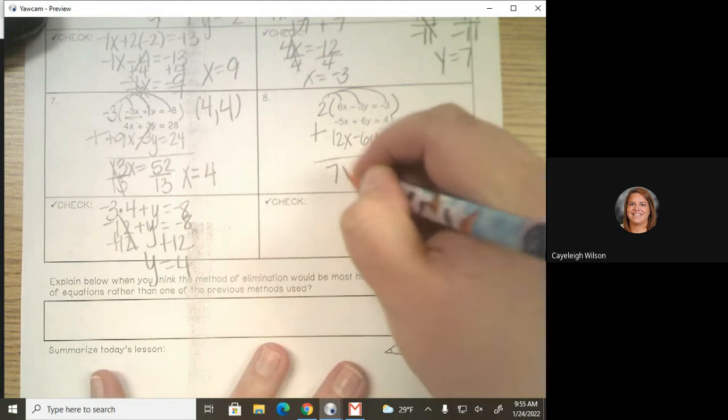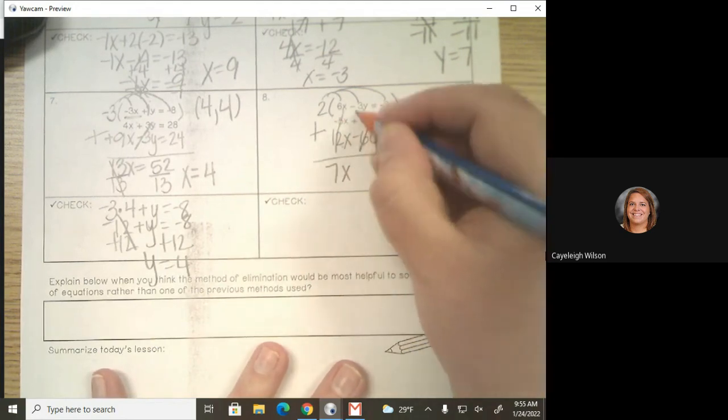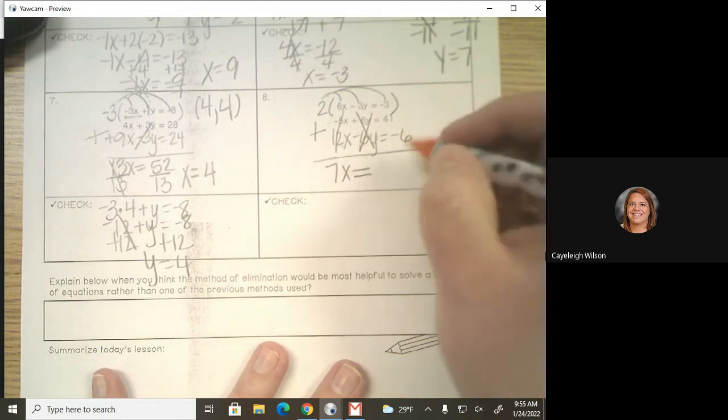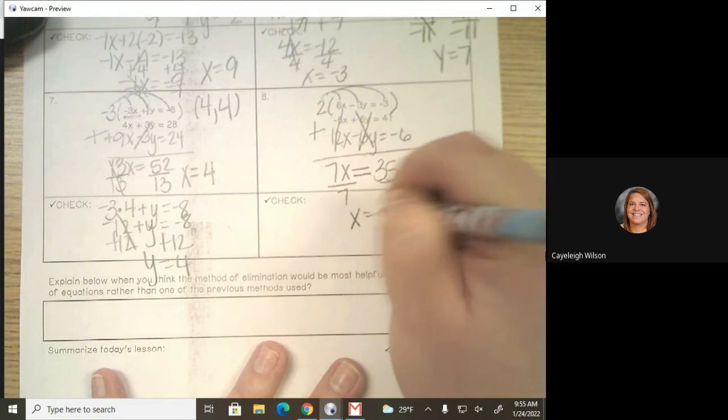All right, so you should have gotten 7x. 6y plus negative 6y cancels out. 41 plus negative 6 is 35. Divide by 7, and x is 5.